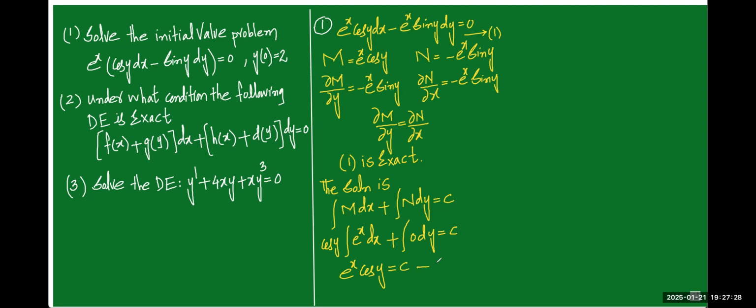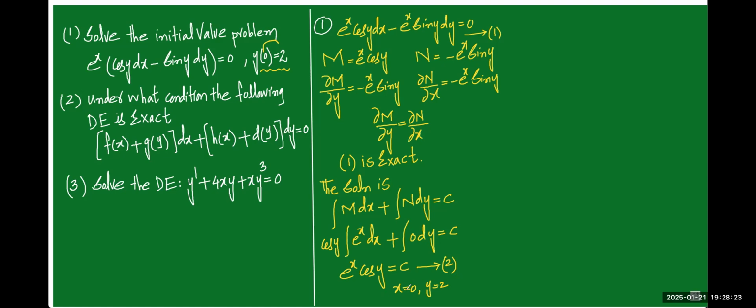Why? Because here some conditions will be given. What are the conditions you can see here? y of 0 is equal to 2. This 0 represents the value of x and the y value is 2. So simply we should write x value is 0 and y value is 2. If x is 0, e power 0 is 1. So once e power 0 is 1, you will get cos 2. Constant. Y value is 2.